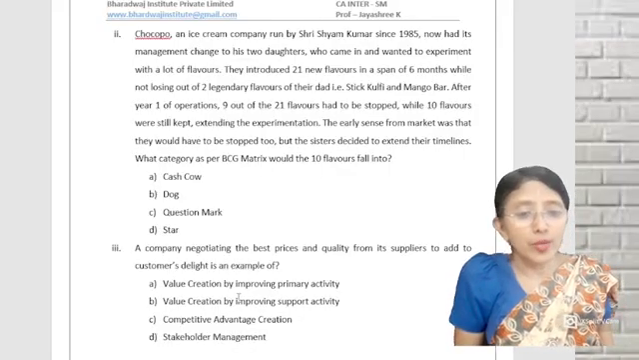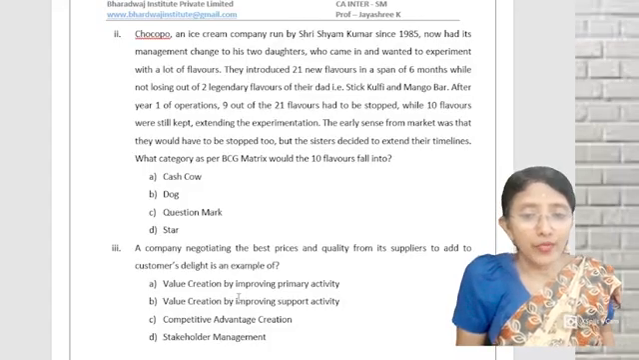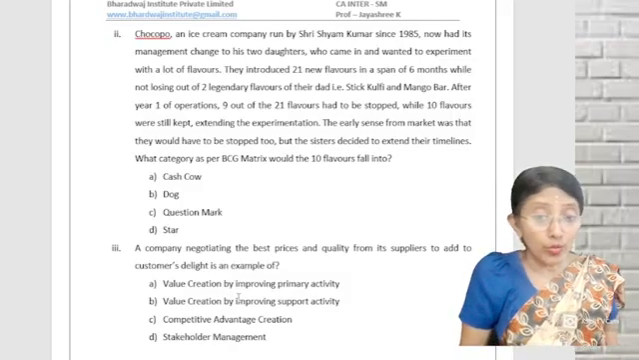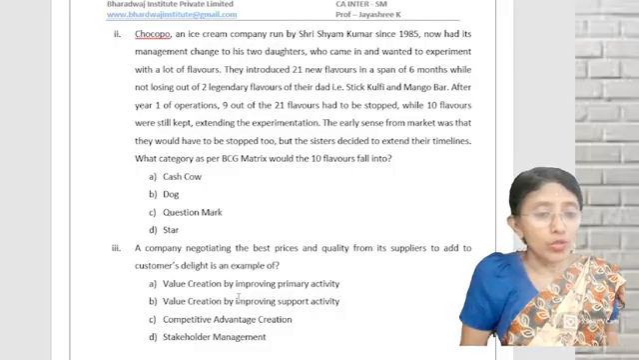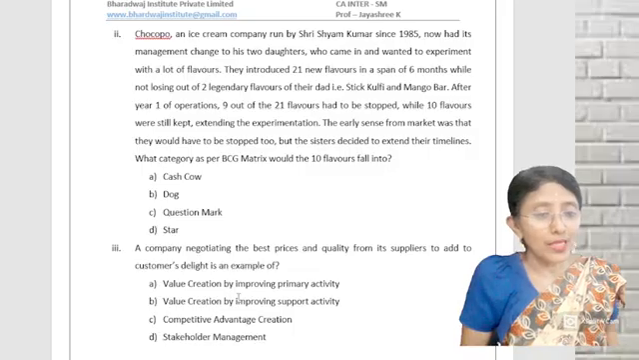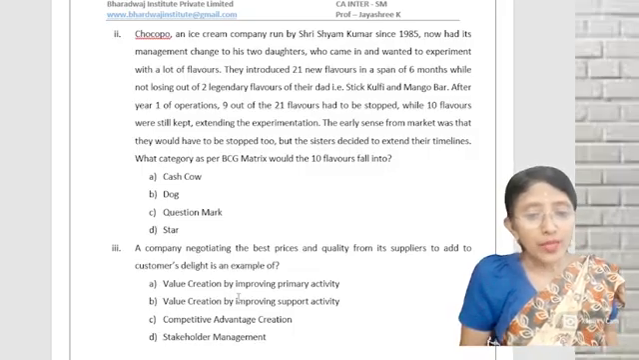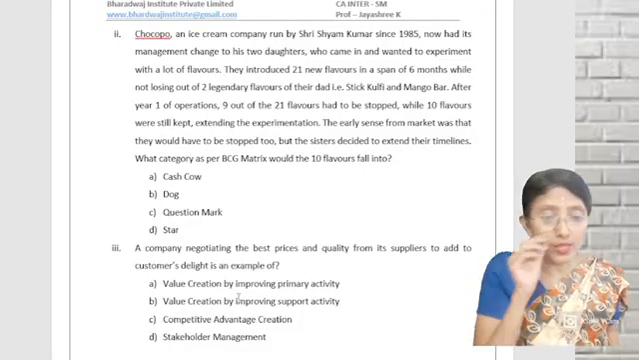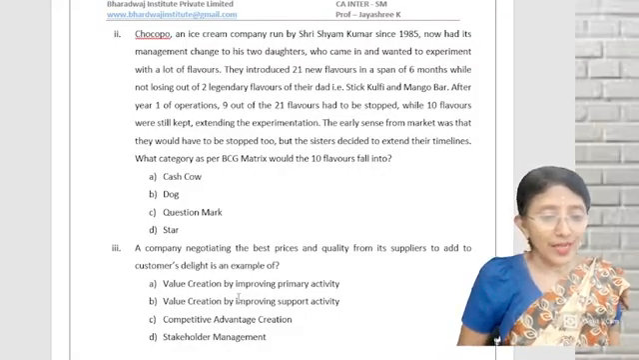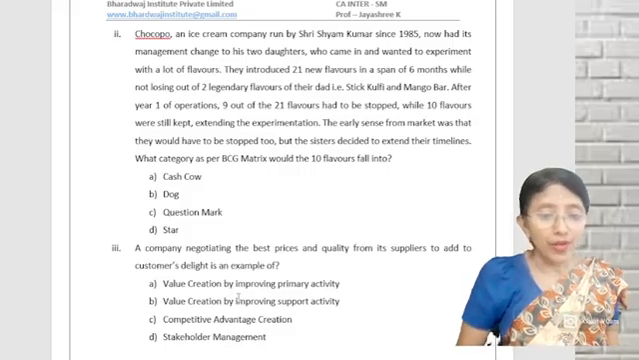Chopco ice cream company, run by Sri Sham Kumar since 1985, now had its management changed to his two daughters, who came in and wanted to experiment with a lot of flavors. They introduced 21 new flavors in a span of 6 months while not losing out on the two legendary flavors of their range, the dietstick kulfi and the mango bar. After 1 year of operations, 9 out of the 21 flavors had to be stopped, while 10 flavors were still kept, extending the experimentation. The early sense from the market was that they would have stopped too, but the sisters decided to extend their timelines. What category, as per the BCG matrix, would the 10 flavors fall into?